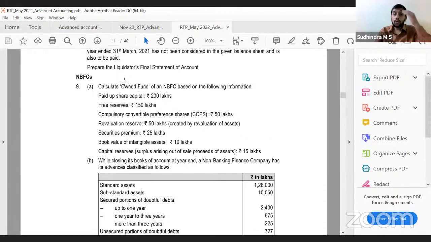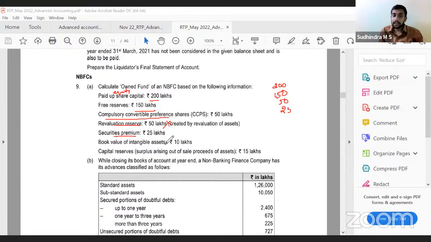Then calculate owned funds of an NBFC. They have given us, should I consider paid up capital? Yes, sir. Again, we are presuming it to be equity share capital. If it is preference share, only CCPS should be considered. Free reserves? Yes, sir. Now CCPS, so this should be equity then. CCPS? Yes, sir. Revaluation reserve? No, sir. Securities premium? Yes, sir. Very good.